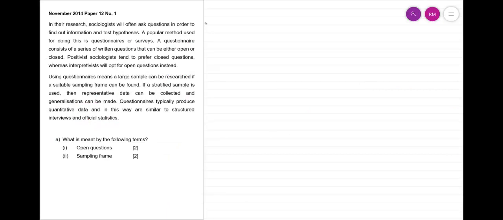Now let's attempt the first question. What are open questions? Be careful not to reproduce the words stated in the text, like here, for instance, it is used by interpretivists. You should make it clear to the examiner that open questions means that respondents have the freedom to express exactly their opinions.